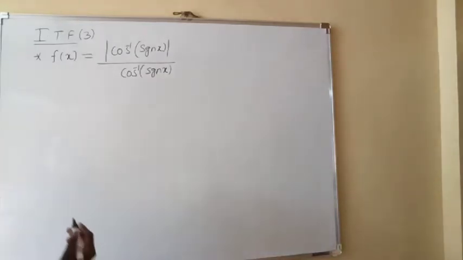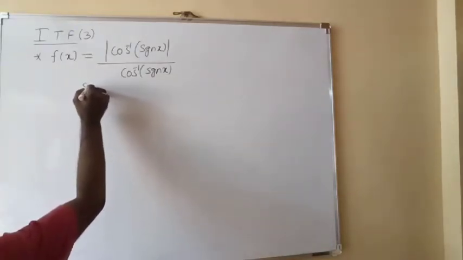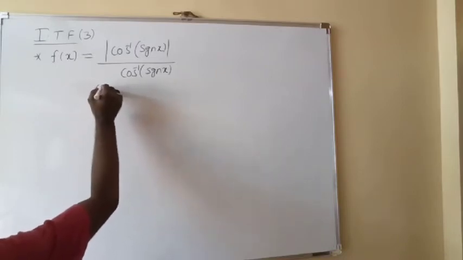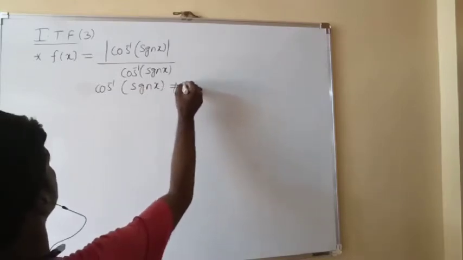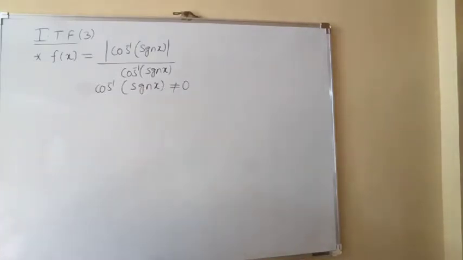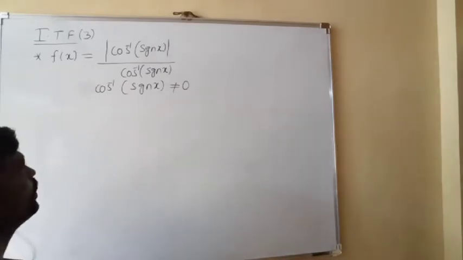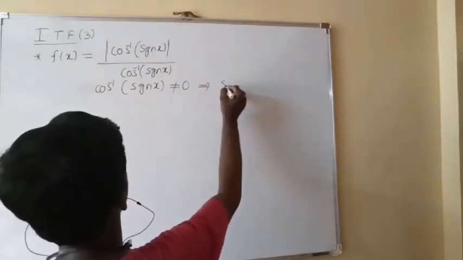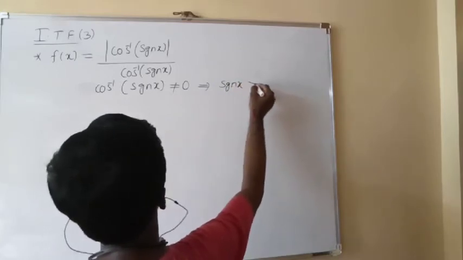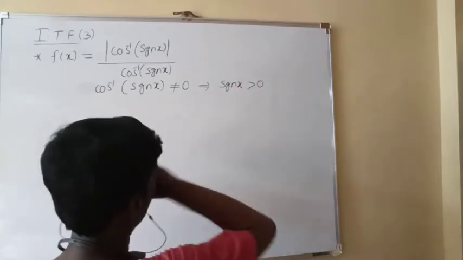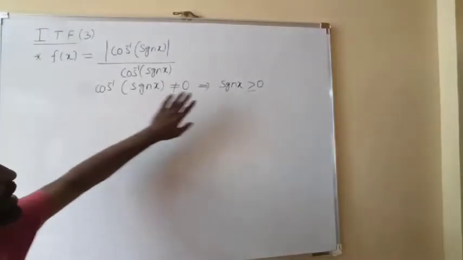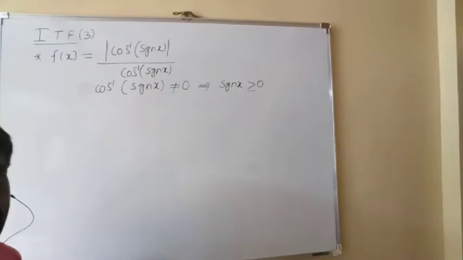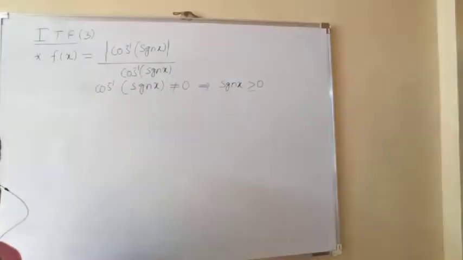So we know that this function is defined only when cos inverse of signum function of x is not equal to 0. Cos inverse of signum function not equal to 0 means this signum function of x must be positive or equal to 0. How? Because cos inverse of 1 only equals 0. But if you take any other numbers it is okay.